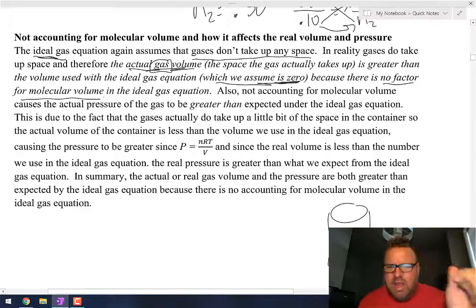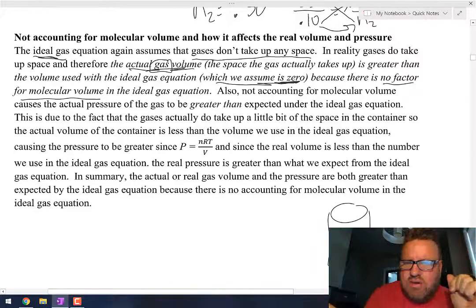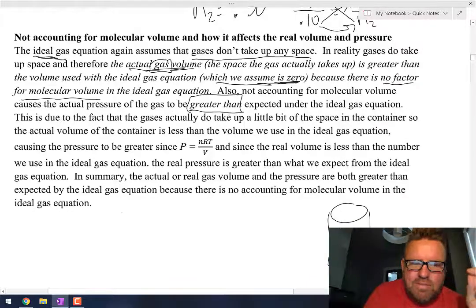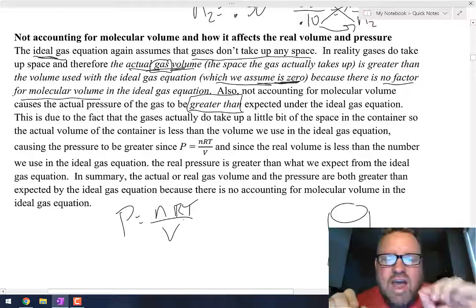So what does that mean? So since we don't account for molecular volume, the pressure of the gas is going to be greater than expected. Okay, well, let's think about this mathematically. P equals nRT over V. We say a 5-liter container.